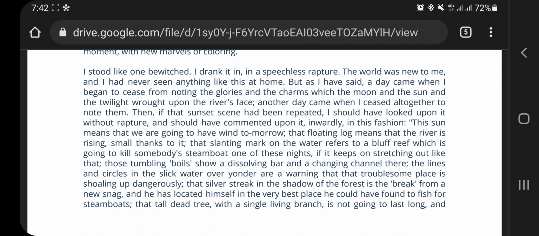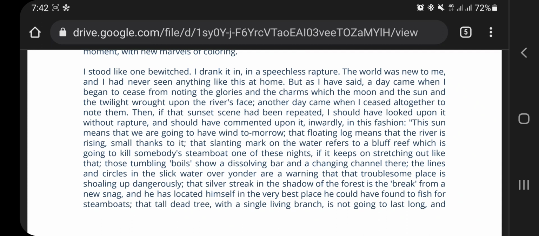But as I have said, a day came when I began to cease from noting the glories and the charms which the moon and the sun and the twilight wrought upon the river's face. Another day came when I ceased altogether to note them. Then, if that sunset scene had been repeated, I should have looked upon it without rapture, and should have commented upon it inwardly in this fashion: This sun means that we are going to have wind tomorrow.